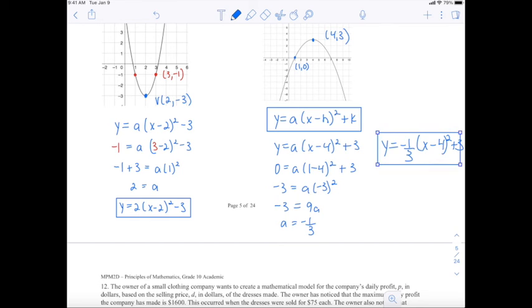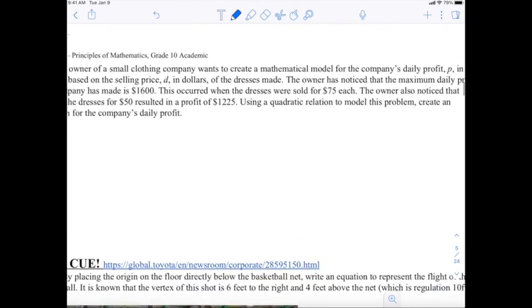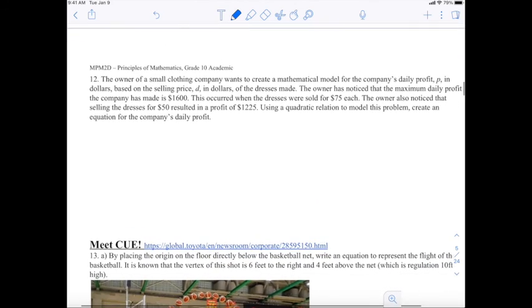We're going to wrap this up with one last question. It's a word problem, but not really. What I want us to do here is come up with an equation to model this situation. So the owner of a small clothing company wants to create a mathematical model. Remember, we said this just means equation, for the company's daily profit P in dollars based on the selling price D, also in dollars, of the dresses made. The owner has noticed that the maximum daily profit the company has made is $1,600.